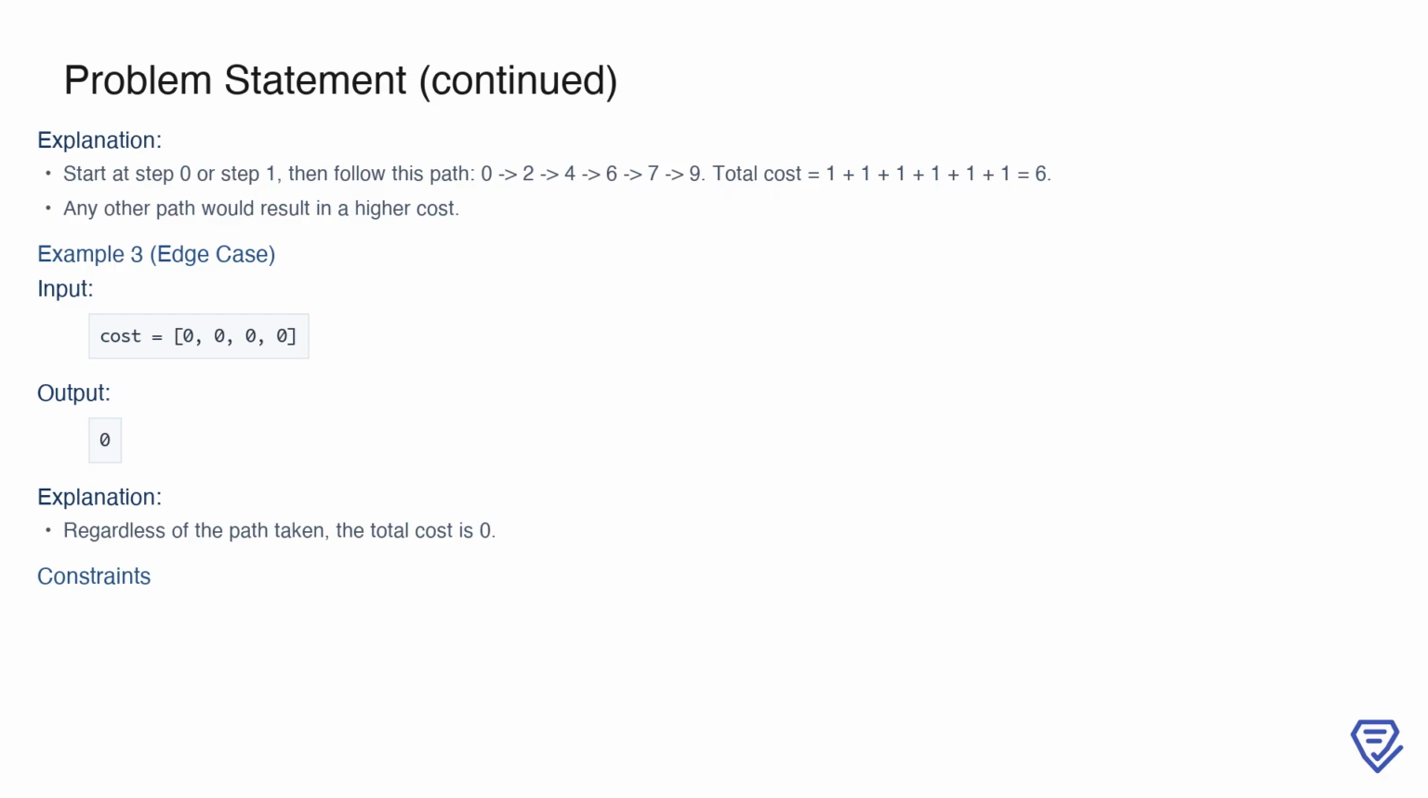As another edge case, consider the scenario where cost equals [0, 0, 0, 0]. In this case, the output would simply be 0, because all the costs are 0, and there is no cost to climb regardless of the path taken.